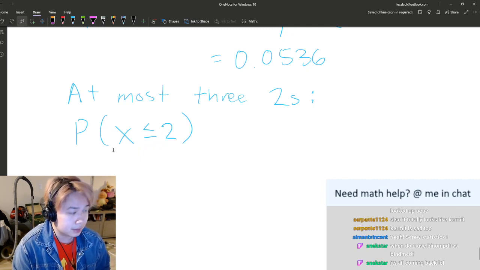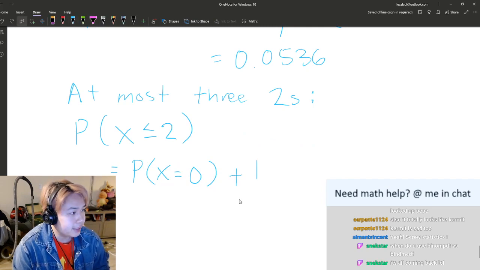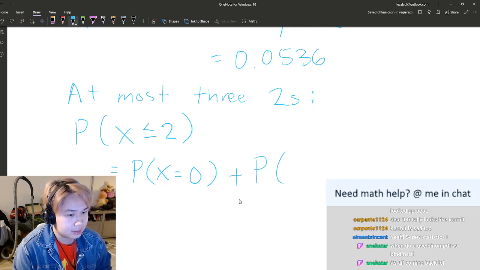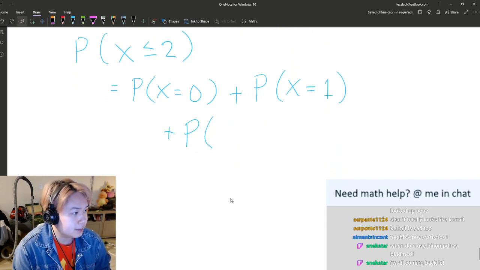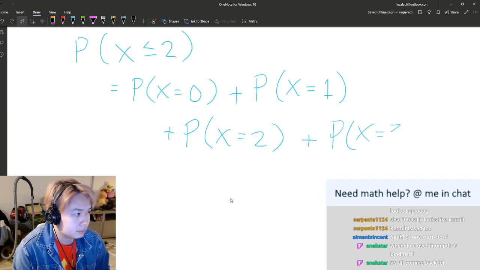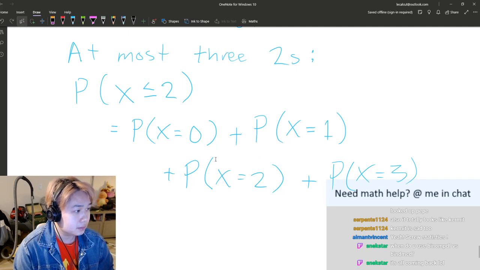So there's two ways that you can calculate this. Well, the easiest way is, you just add up all the different scenarios. So the first one is, in the 6 dice rolls, you could have no 2s, because that counts. You then add that with the next situation, which is you roll 6 times and you only get one 2. Then you add it to having 2 2s and then finally adding 3 2s. So we have this.